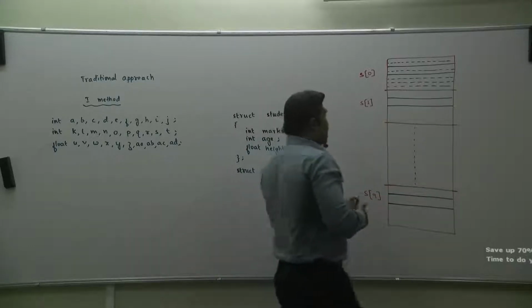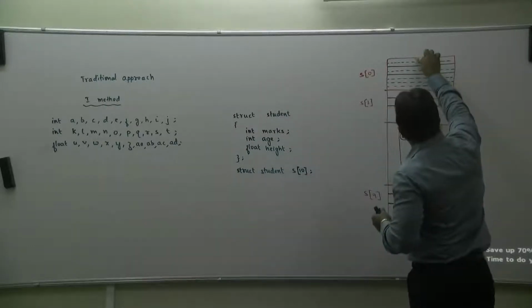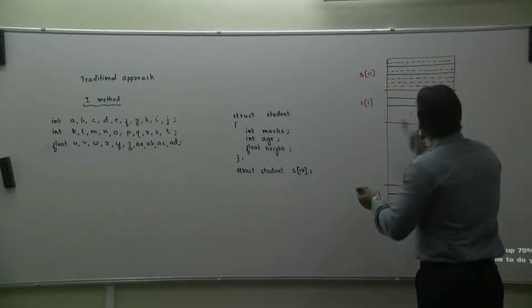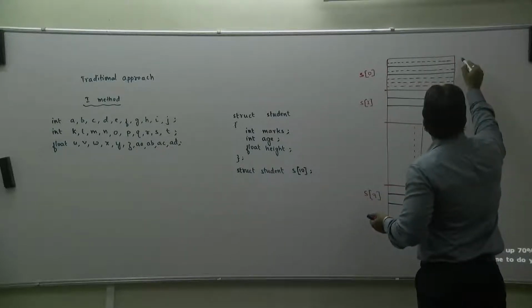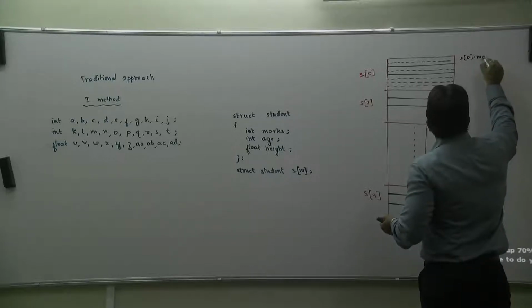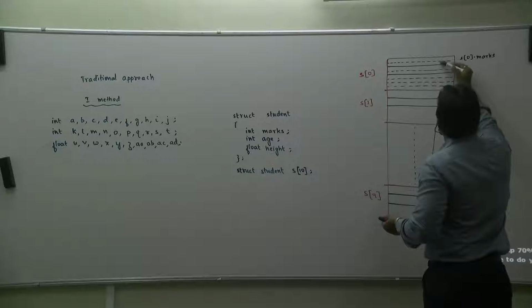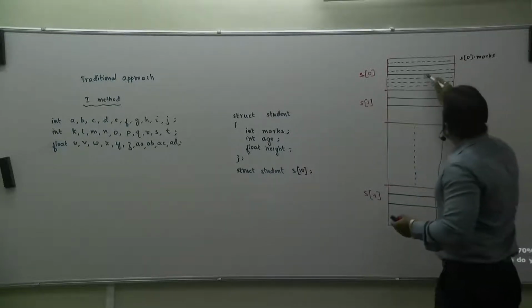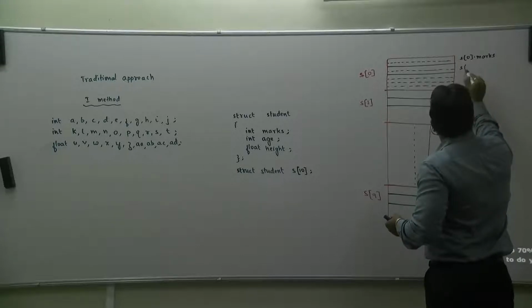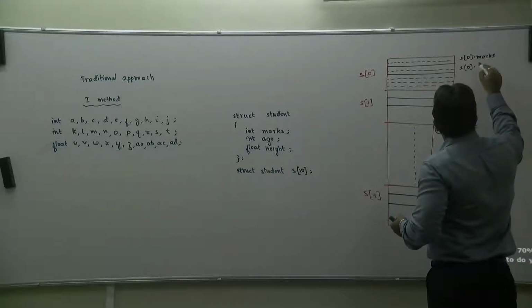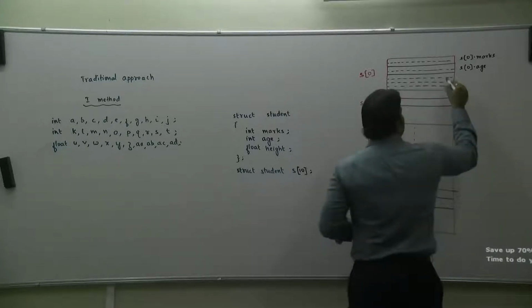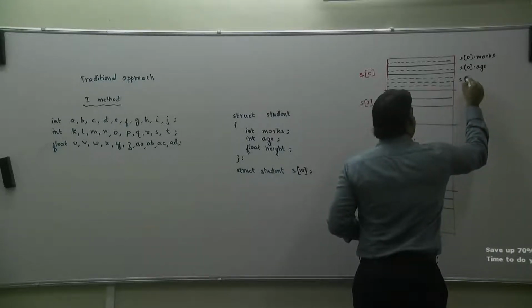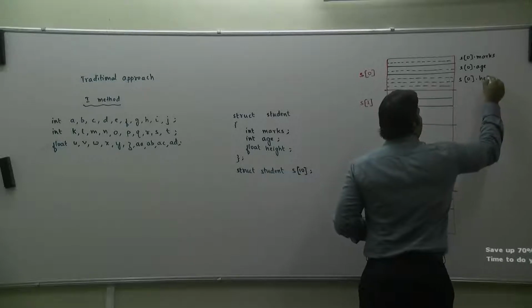But technically speaking, if you want to access only this region, you can say S of 0 dot marks. That is the way you can access this region. If you ask me about this region, that region, it is S of 0 dot age. This region means S of 0 dot height. Like that I can access.